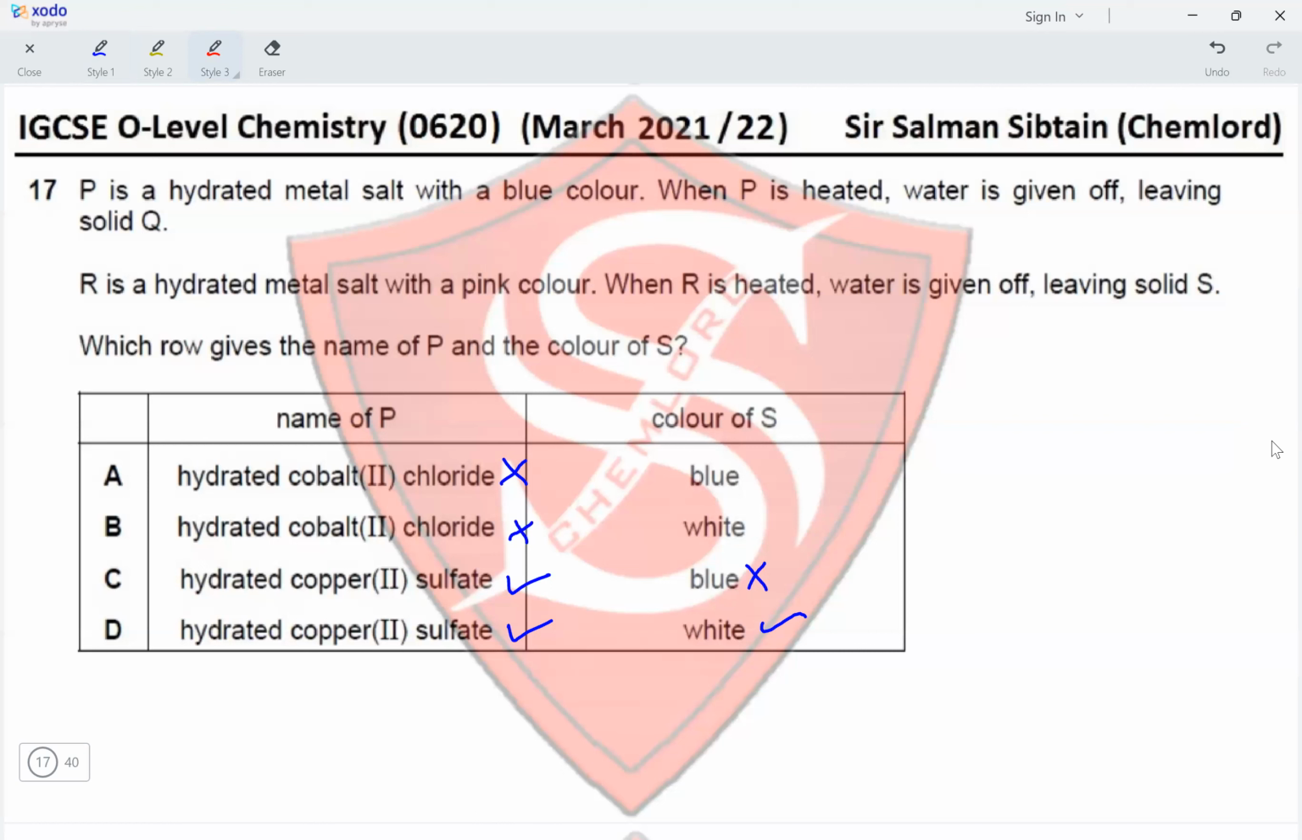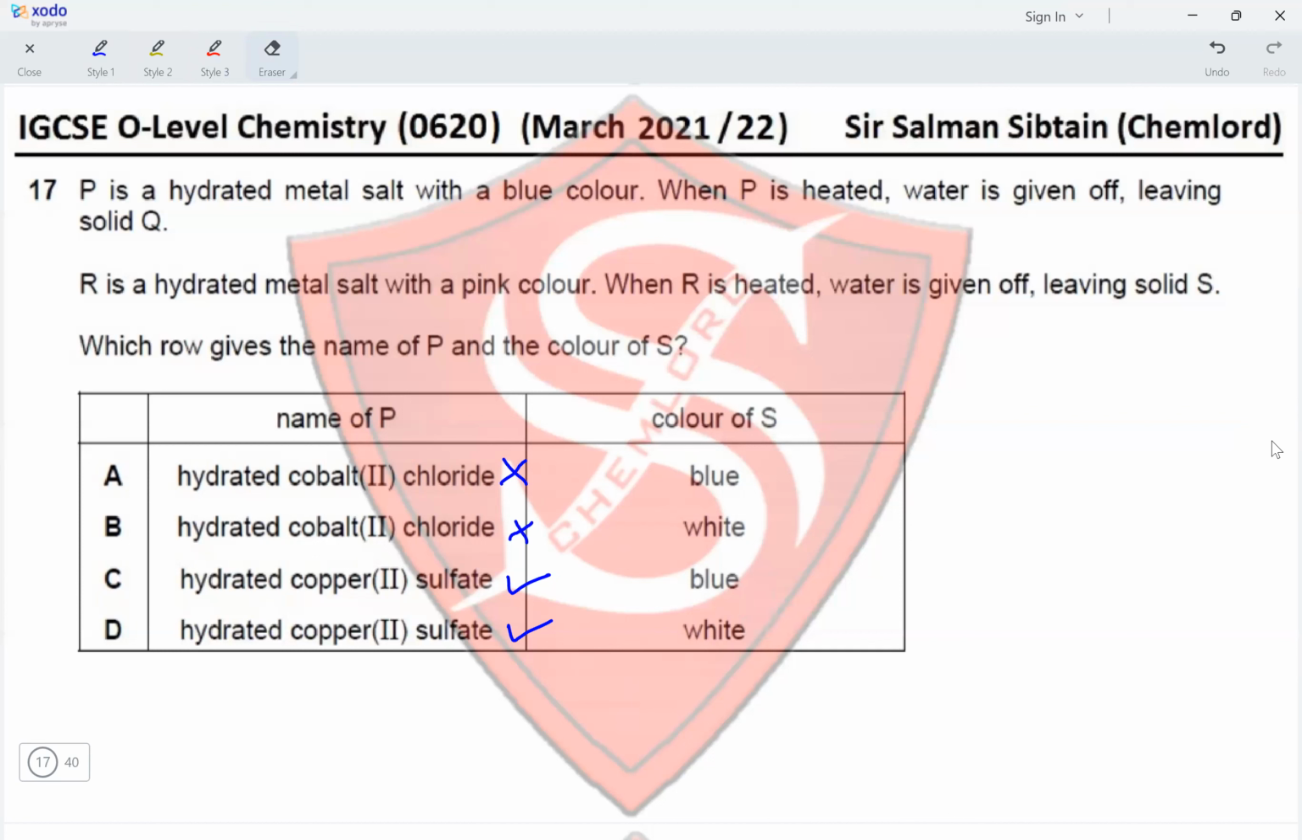Actually, hydrated copper sulfate, when water is given off, leaves solid Q. If water is completely removed, oh, they're asking for the color of S. The color of S is blue, like I said. So we are not talking about hydrated copper sulfate after being heated giving a white color. So there was an error in reading the instructions. So let's do this again.